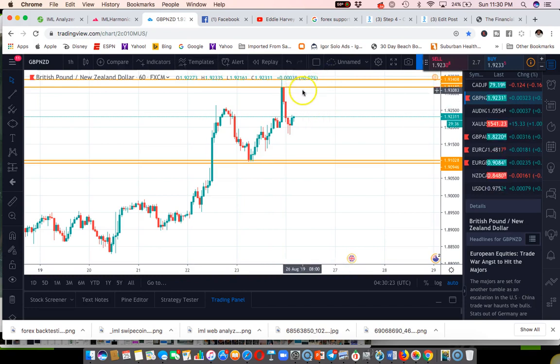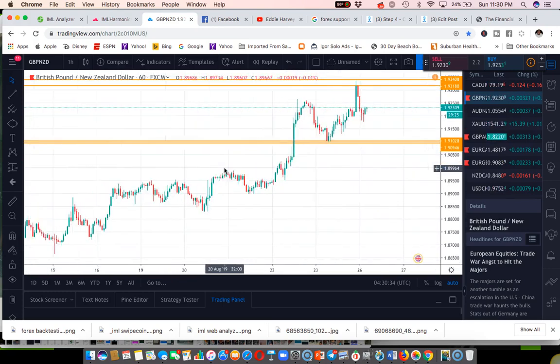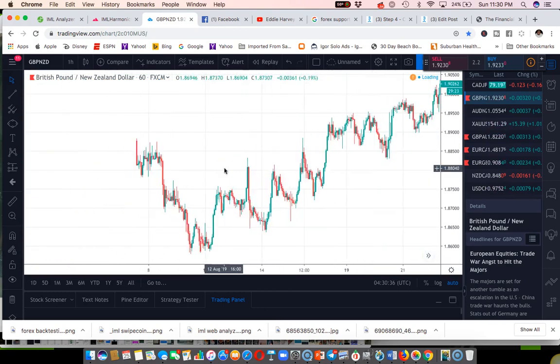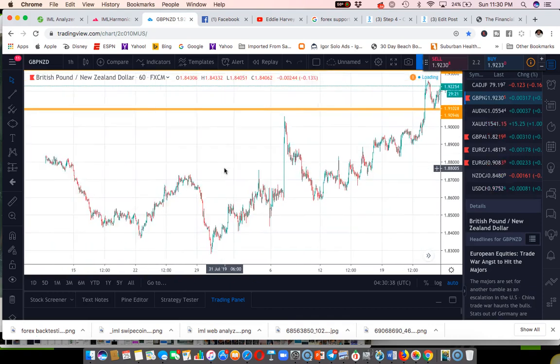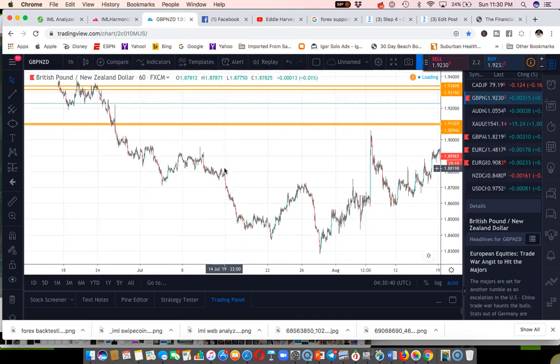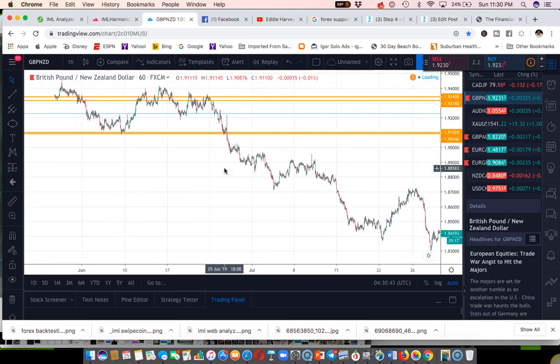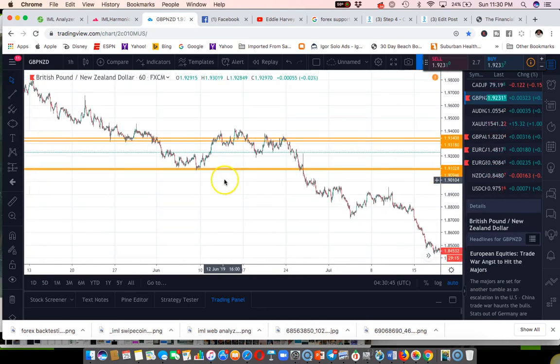So what I like to do next, I have my resistance zone here, I have my support zone here, and I go from the body of the candle to the tip of the wick. So right here, body of the candle to the tip of the wick, right? And if I look back in the past, these two areas should be some strong zones as well. Just showing you all, always check for that.